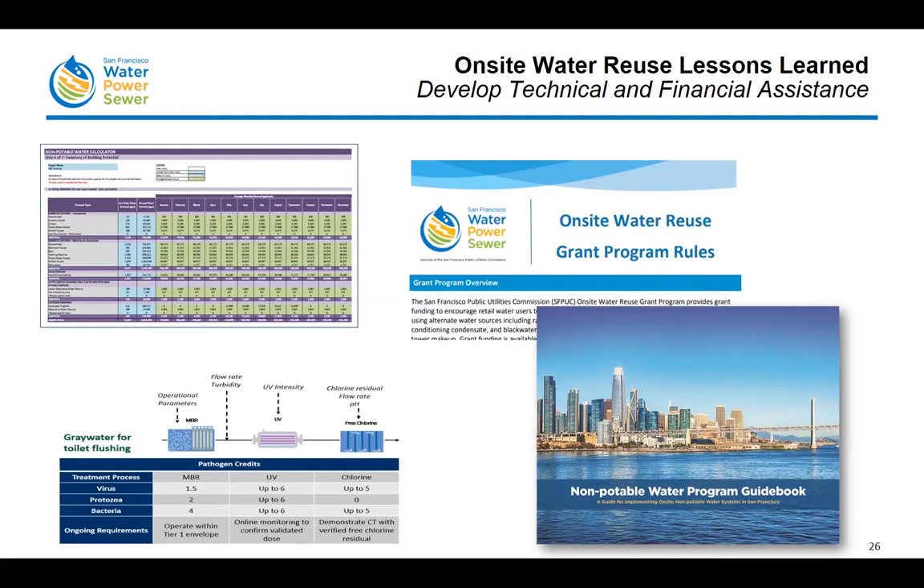We also have a guidebook that we've produced that is a technical resource to help distill down the requirements of our program. And then we also have a grant program. So we provide financial assistance to projects that are either voluntarily installing these systems, or if they're a mandatory project, if they can demonstrate water savings above and beyond what they're required to do by the ordinance, we provide grant funding for those projects. That actually ranges up to $1 million, depending on how much water you can demonstrate that you're saving.